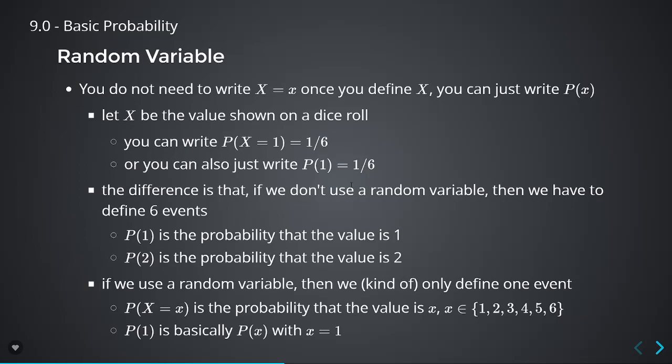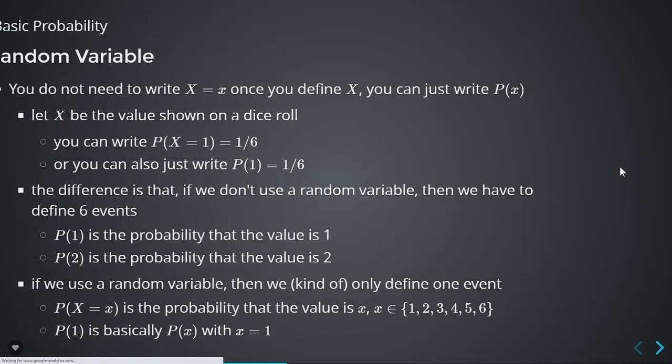I guess the difference with what we did before is that when we defined P1, P2, P3, and so on, we were actually defining 6 events, the events that the value is 1, 2, 3, 4, 5, 6. But now we're only defining one event, as in P(x) is the probability that the value is x. So most of the time when you see things like P1, P2, that actually means P(x), where x is a random variable. That's just how probability theory works.